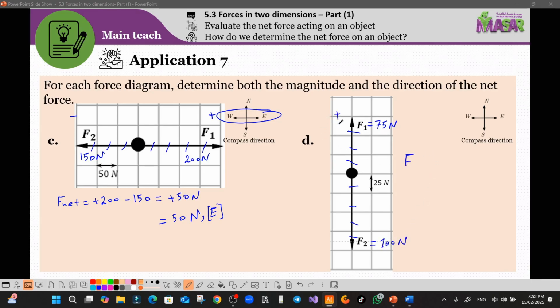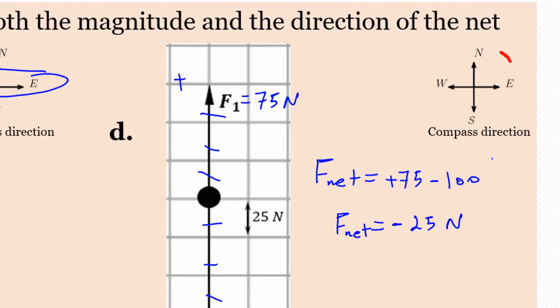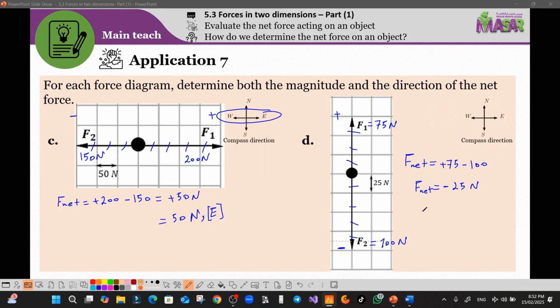Now up is a plus, down is minus. F net is equal plus 75 minus 100, and the answer is minus 25 Newton. This is the F net, but since we have this symbol, it means the final answer should be expressed in compass direction. So it will be 25 Newton, and the direction is to the minus, to the south. So S. This is the final answer.